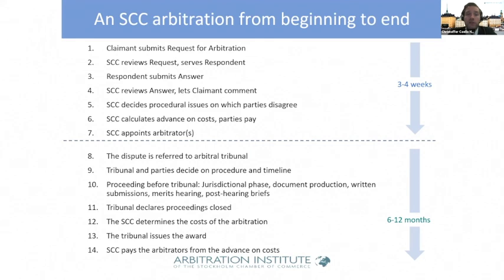Looking a bit more closely at the initial stage of the arbitration, we can see that the arbitration starts with the claimant submitting a request for arbitration, which is then reviewed by the SCC. After reviewing the request for arbitration, the SCC will serve the respondent the request and may also ask the claimant to submit more information if this is needed under the SCC rules. The respondent then submits its answer, which is also reviewed by the SCC, and the claimant will usually get an opportunity to comment on the respondent's answer. This is the usual case, and especially the case if the parties disagree on any procedural matter.